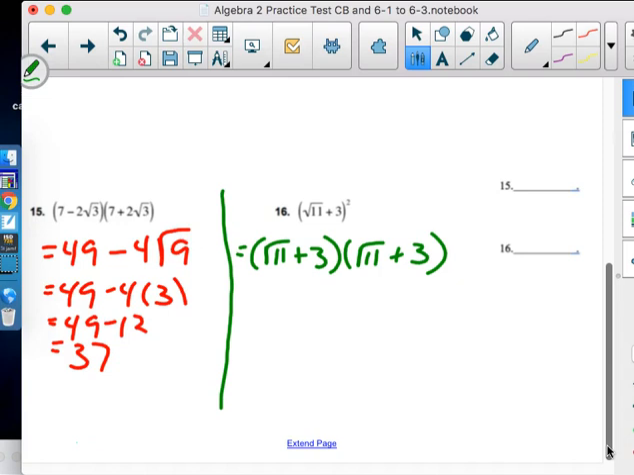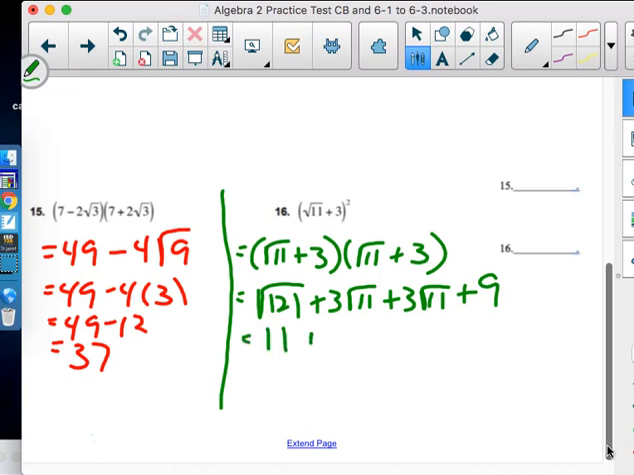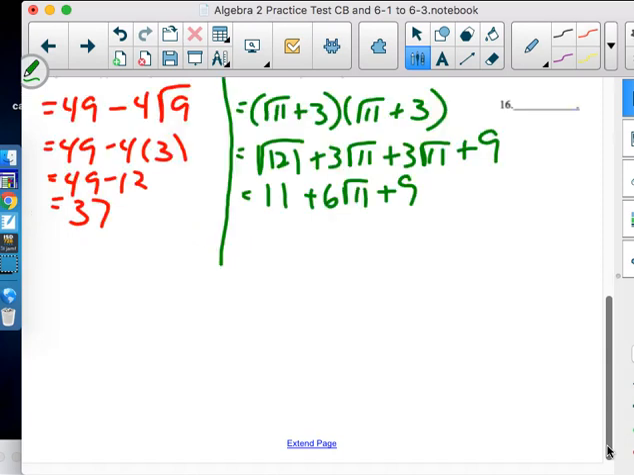Now how do we do that? FOIL. Yeah. So square root of 11 times square root of 11 is square root of 121. And yes, some of you are already writing down 11. That's cool. Can I skip outside times outside and inside times inside? No, I can't. They're both pluses. So plus 3 square roots of 11, plus another 3 square roots of 11, and plus 9. Square root of 121, 11, plus 6 square roots of 11, plus 9. I just combined those two. And our final answer would be what? 20.